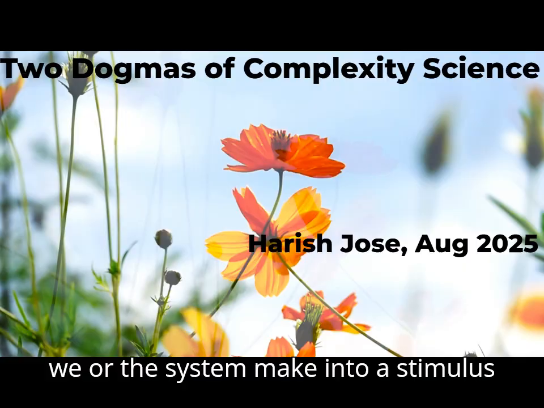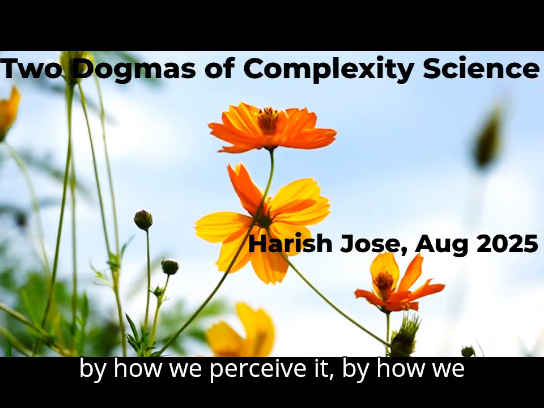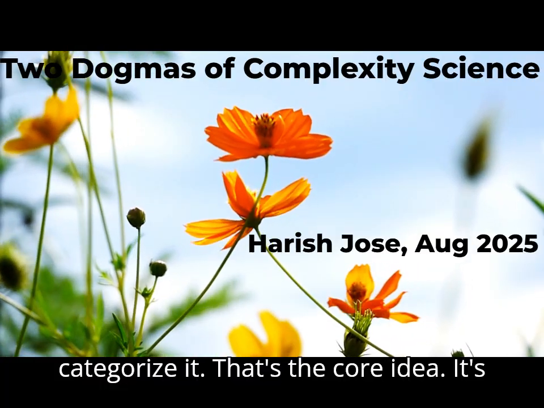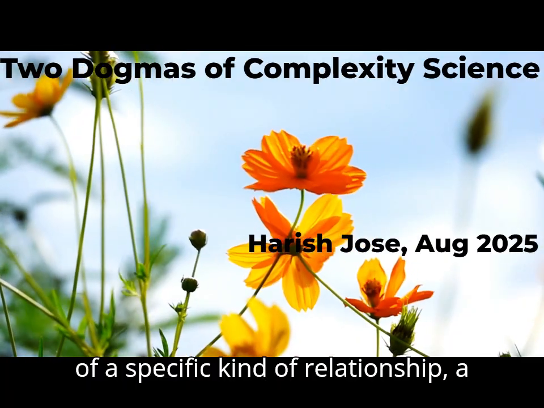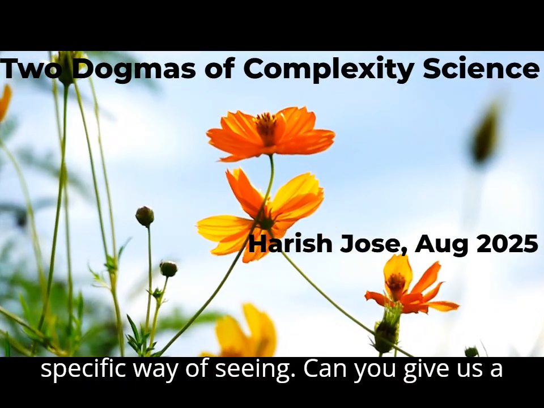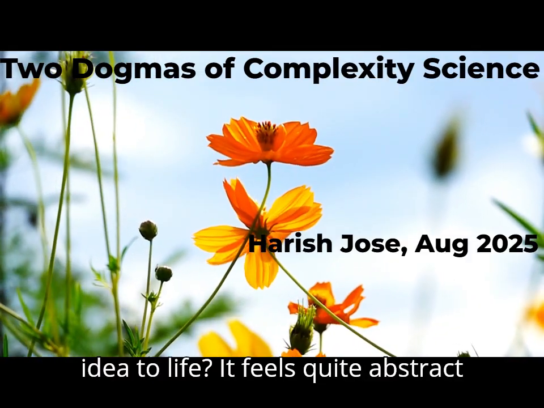It's something we, or the system, make into a stimulus by how we perceive it, by how we categorize it. That's the core idea. It's not a pre-existing state. It's an outcome of a specific kind of relationship, a specific way of seeing. Can you give us a concrete example to really bring this idea to life? It feels quite abstract right now.